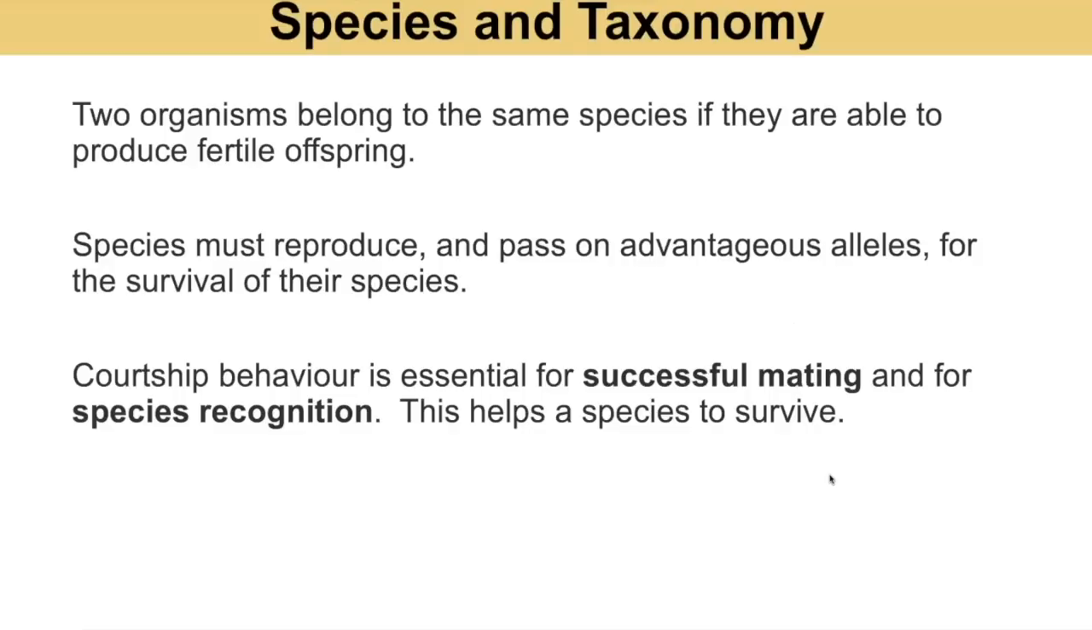Next then, it's thinking about species and taxonomy. A species is when two organisms are able to produce fertile offspring. A species must reproduce and pass on advantageous alleles in order for the whole species to be able to survive. This is where courtship behaviour comes in. This behaviour is essential for successful mating, meaning mating and creating fertile offspring, in order for species to survive.